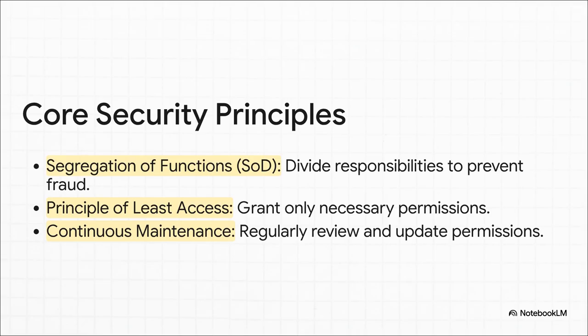Any solid authorization concept is built on three pillars. First, segregation of duties, or SOD. That just means you don't let one person control an entire critical process, which helps prevent fraud. Second is the principle of least privilege. This is huge. It means you only give people the absolute bare minimum access they need to do their jobs and nothing more. And third, continuous maintenance. Access needs are always changing, so you have to keep reviewing and cleaning things up.